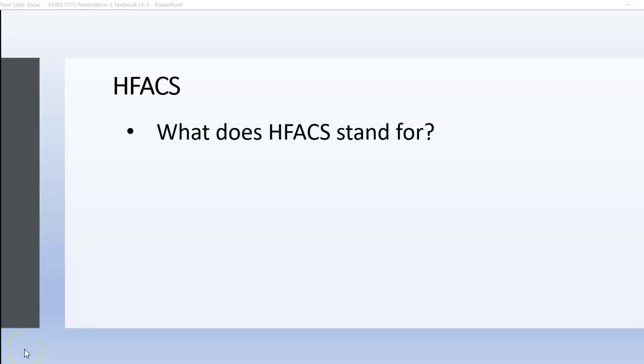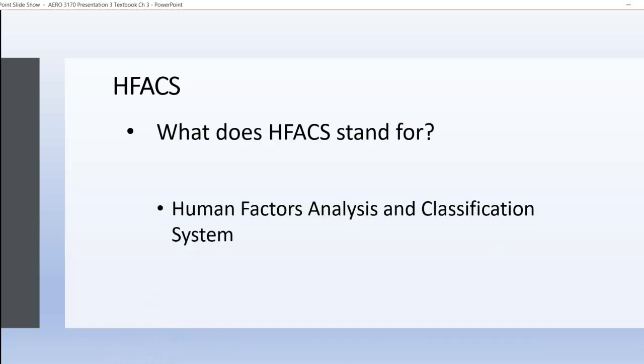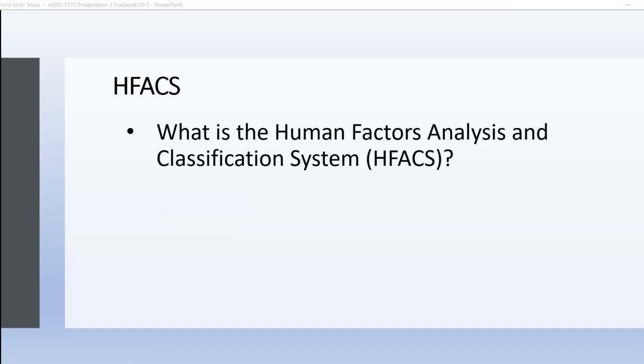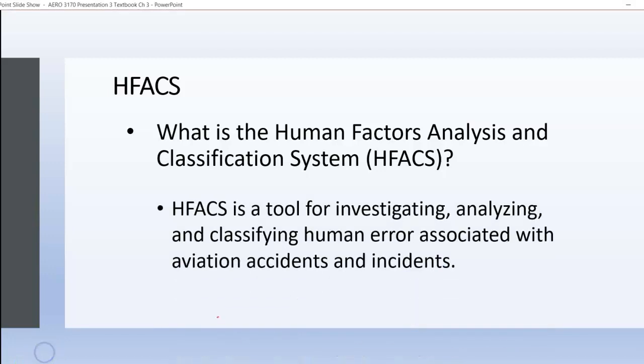One tool that has been developed to understand how human factors can lead to aviation accidents is called HFACS. What does HFACS stand for? HFACS stands for Human Factors Analysis and Classification System. So what is HFACS, or Human Factors Analysis and Classification System? It's a tool for investigating, analyzing, and classifying human error associated with aviation accidents and incidents.